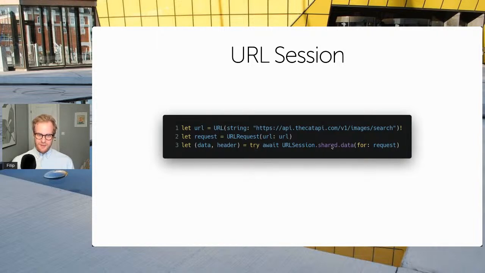And then we get the data. URL session shared, so this is a singleton. And you download the data. Once you have downloaded it, you get the data, you get the response header. If this fails, as I said, perhaps you went into a tunnel or something, this will throw an error and this will never be set. All the lines below it will never be executed and that error will be thrown to the call site, which needs to handle that error. So, cool.